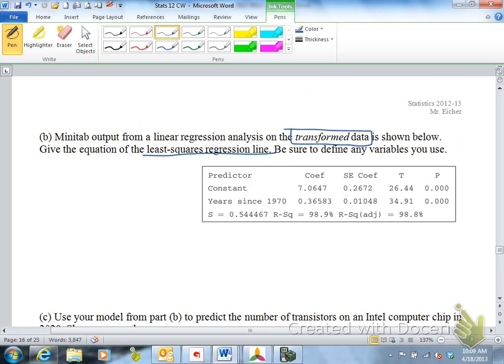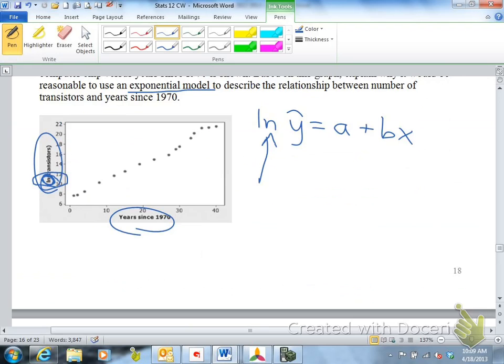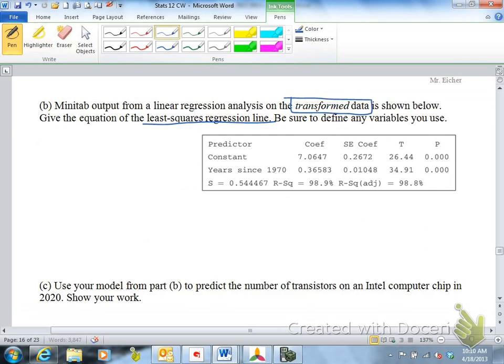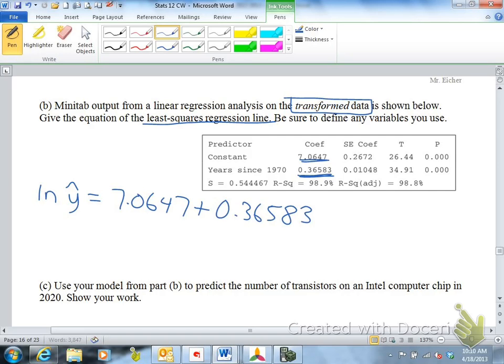So we need to use this, and it's really similar to what we were doing before. The only difference is you're going to have ln because we transformed the data. So it will look like this. Ln of y hat is your y-intercept. Y-intercept is this number, 7.0647, plus the slope is this number, 0.36583x. So really similar to what we did before, but if Minitab gives you transformed data, then you're going to have ln y. You might have ln over here, or you might have one of each.